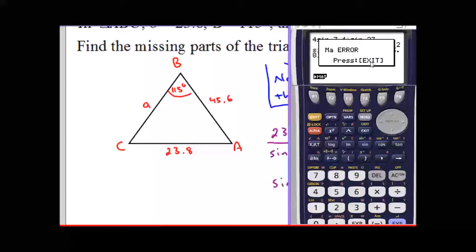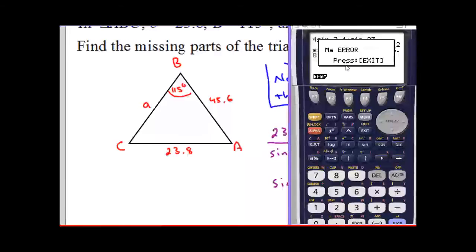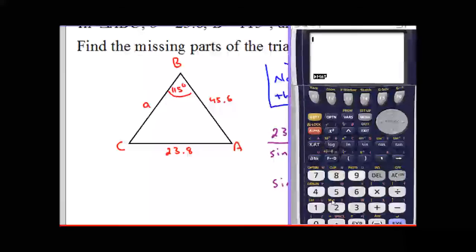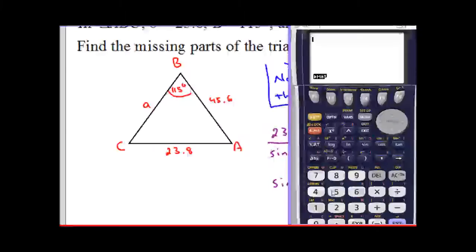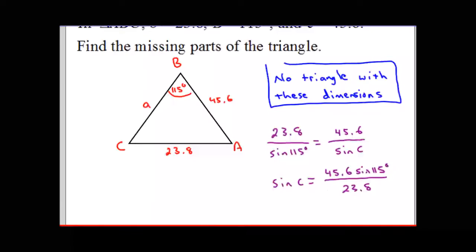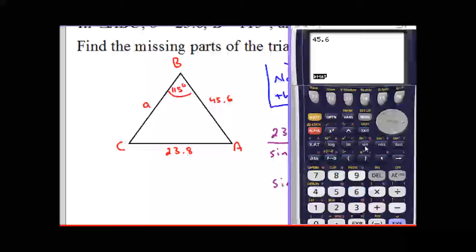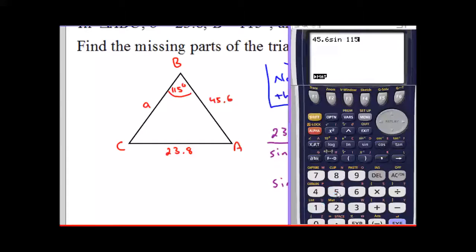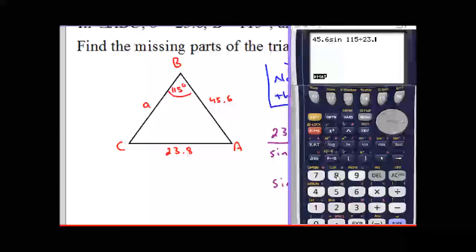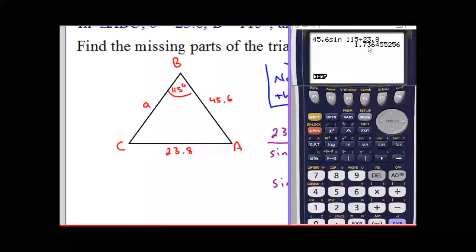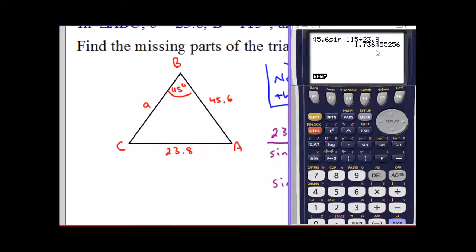And I get that error, right? There's an error because there is no such angle as that possible right there. Okay, so watch, you guys, if I multiply 45.6 by the sine of 115, and then I divide it by 23.8, that number's bigger than 1. There is no angle that has a sine of that, right?